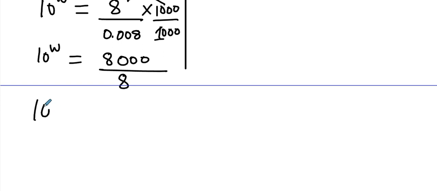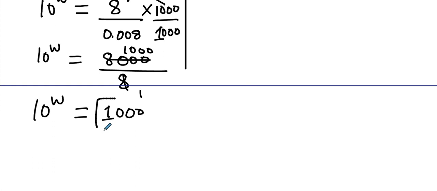This will be 10 to the power of w by 8, 1 by 8. This will be 1000. See? 1000. Now, write this 1000 as a power of 10.